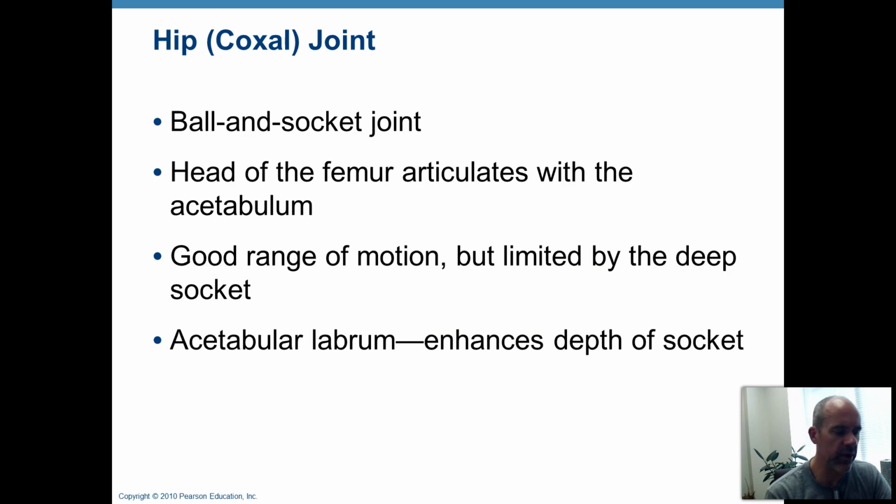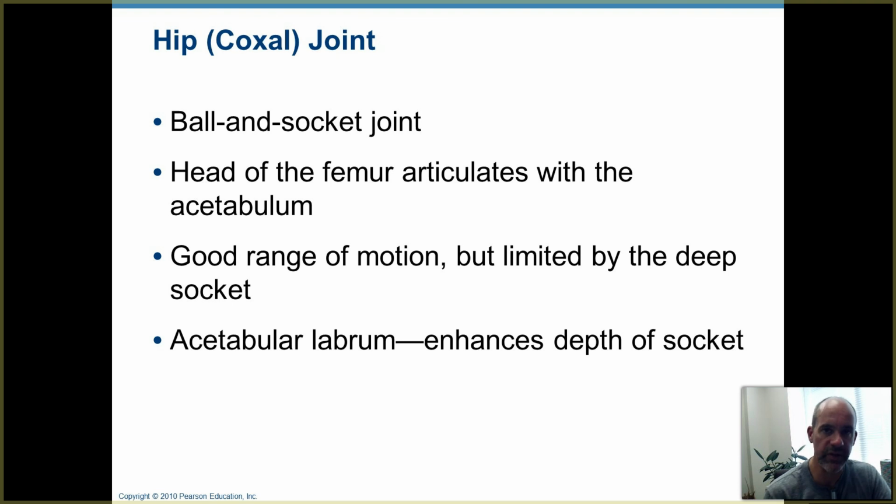All right, how about the hip joint? It's also called the coxal joint, since the coxal region refers to the hip region. This is another ball and socket joint. As you know, that's where the head of the femur, or the ball of the femur, articulates with the acetabulum of the os coxa. You do have a good range of motion, but as I mentioned earlier, it's not quite as good as what you have at the shoulder joint.